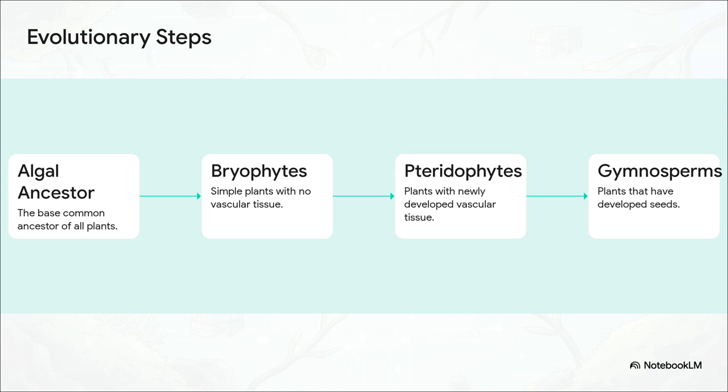Every single step upward on this tree represents a major structural upgrade. We start down at the base with the simplest plant pioneers, the bryophytes, which don't have any vascular tissue. Then, boom, a massive structural leap happens, the development of vascular tissue, which brings us up to pteridophytes. Further up the line, plants develop seeds, giving us gymnosperms and angiosperms. But for our explainer today, we are keeping our magnifying glass laser-focused on steps 2 and 3.